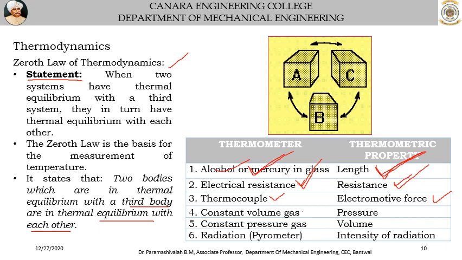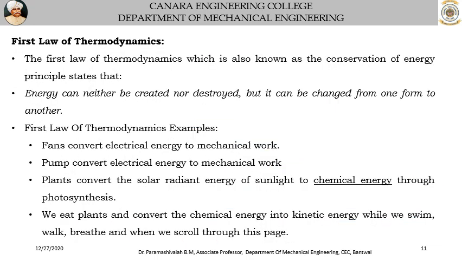Then constant volume gas: the parameter used is pressure. Constant pressure gas: the parameter used is volume. Then radiation pyrometer. This is used in measurement of very high temperatures. Even nowadays, we use this for small low temperature measurement also. You might have seen the thermal scanning we do nowadays for COVID. That is a radiation parameter. So this is about the Zeroth Law of Thermodynamics.